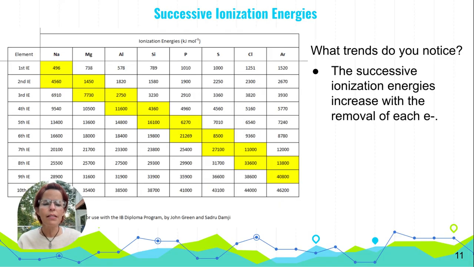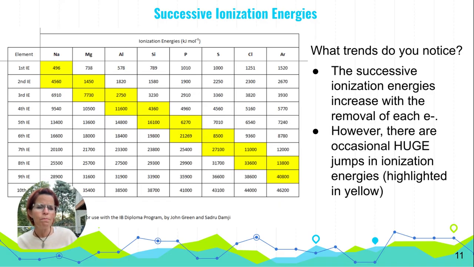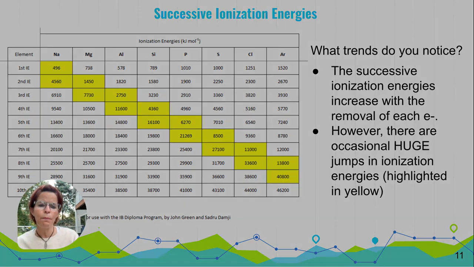All right, so things that you could write down. The successive ionization energies increase with the removal of each electron. I would write that one sentence down. However, there are occasional huge jumps in ionization energies highlighted in yellow. You do not need to write that down.